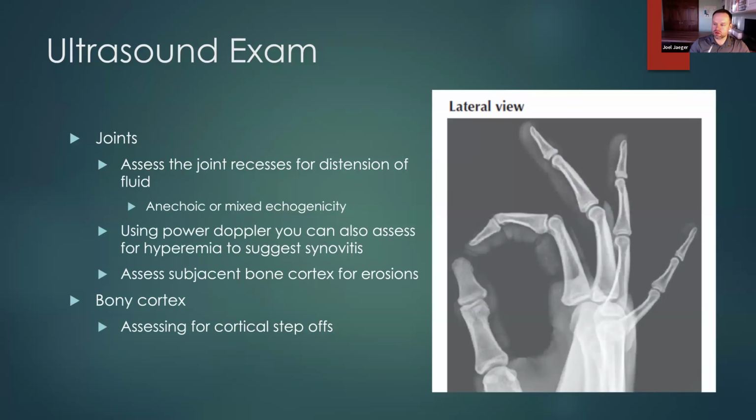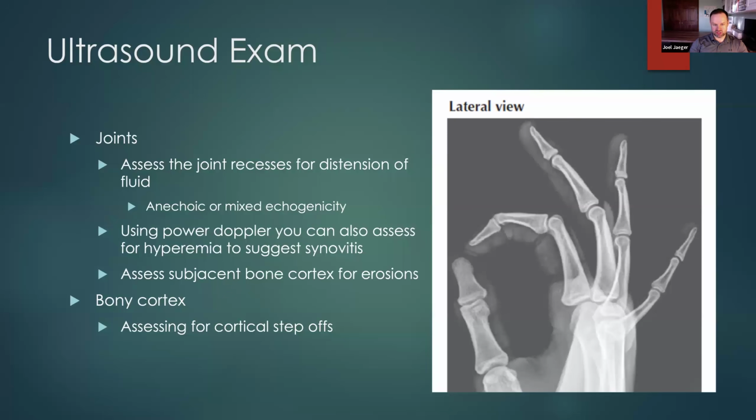So, okay. Next on our checklist, I'd want to look at the joints themselves. When we're assessing joints in this area, for osteoarthritis with any joint, you're looking for a little bit of thinning of the cartilage. But one of the main things I think we need to assess here is looking at our joint recesses, looking for any kind of distension of fluid.